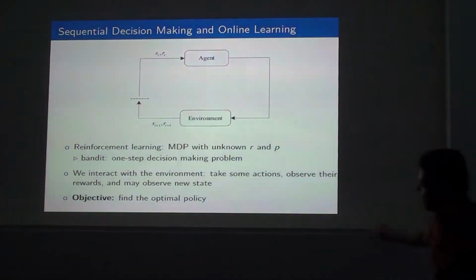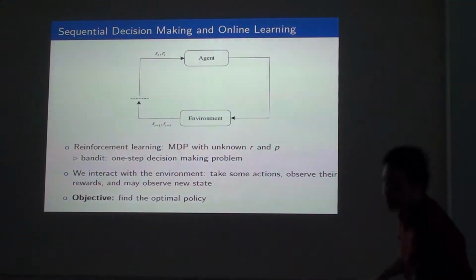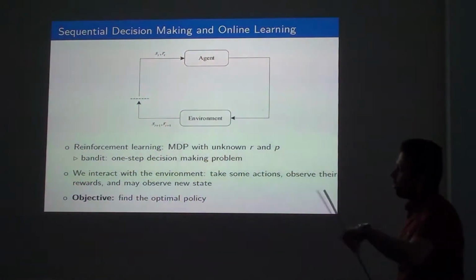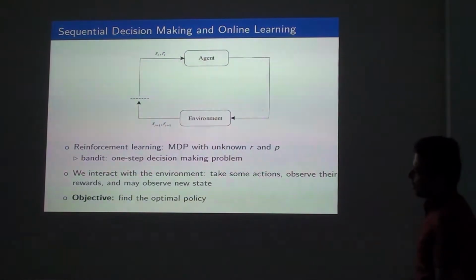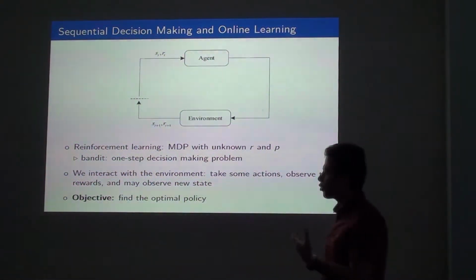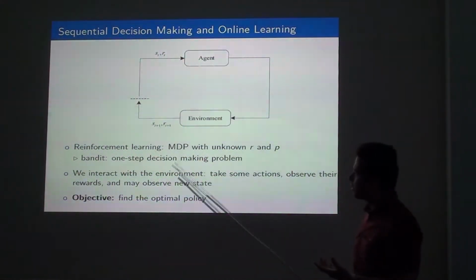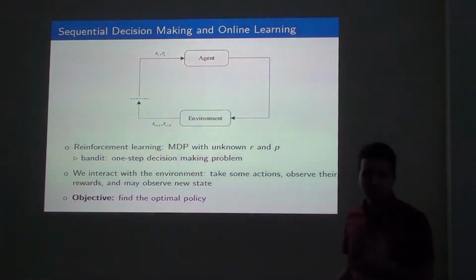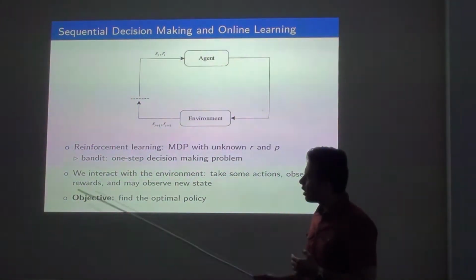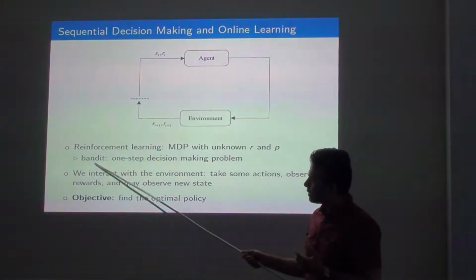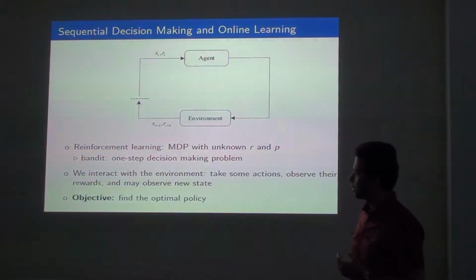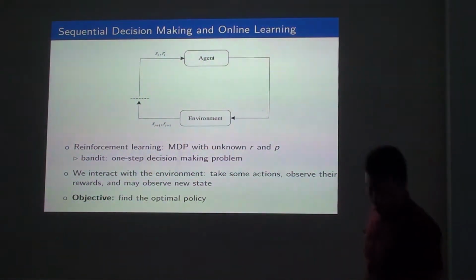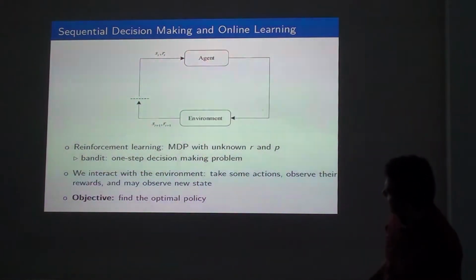So definitely you can have a much more efficient learning process here. At the end of the day, this is kind of online learning. You can have a more complicated problem like an MDP, or you can have a simpler problem like one-step decision making. It's called bandit. Just recall that name. Just somehow memorize that, and you will see this name a lot during this series of lectures. And then the objective, as I mentioned, is to find the optimal price.